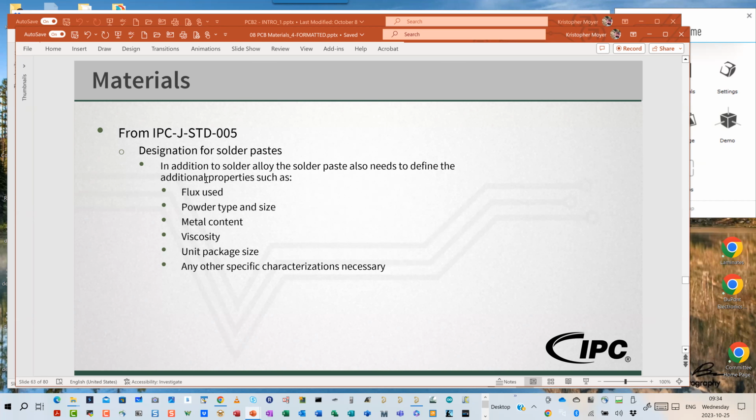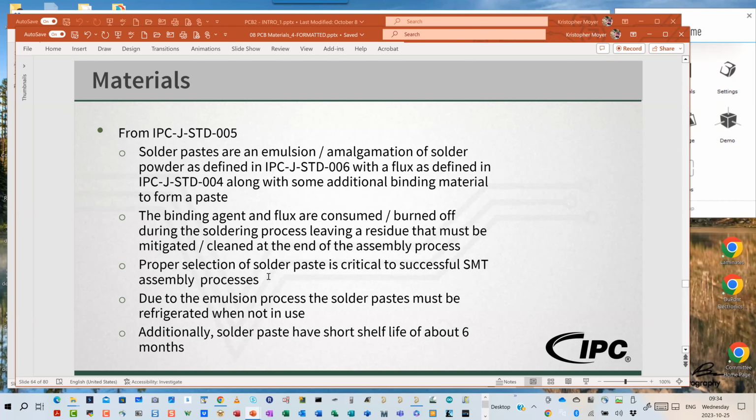The designation for solder pastes. In addition to the solder alloy, the solder paste also needs to define some additional properties such as what flux is used, the powder type and size, the metal content, the viscosity, the unit package size, and any other specific characterizations necessary. Solder pastes are an emulsion or an amalgamation of solder powders defined from J*006 with a flux defined in J*004, along with some additional binding materials to form a paste.